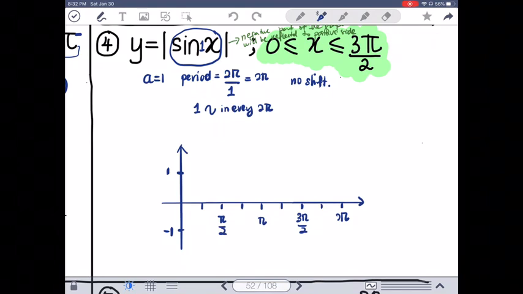One cycle in every 2 pi, so it becomes one cycle in every 2 pi.